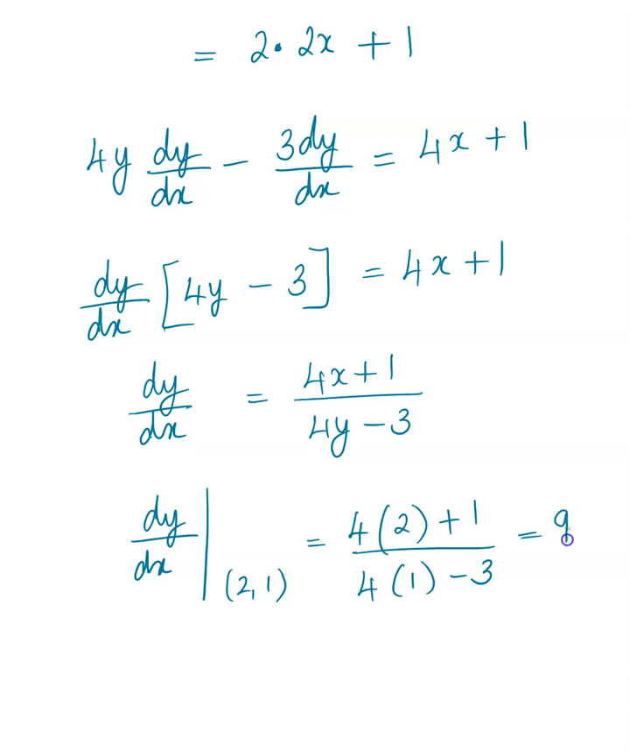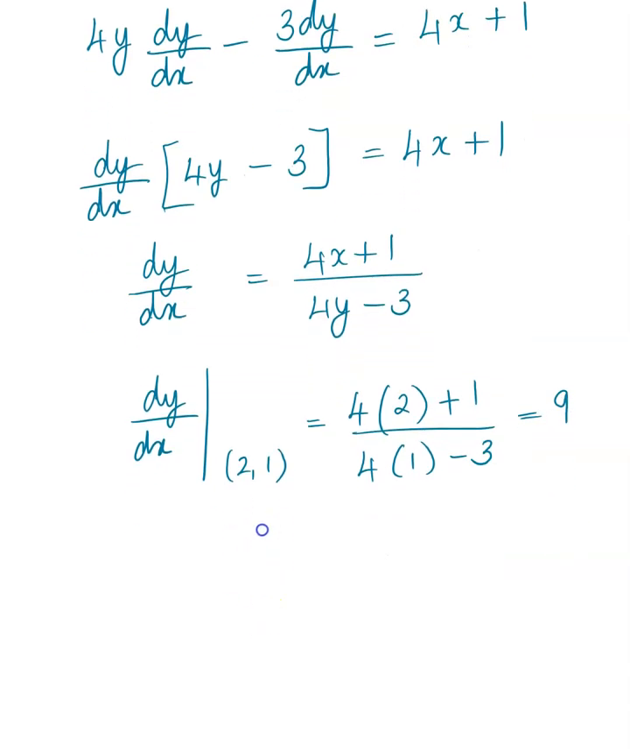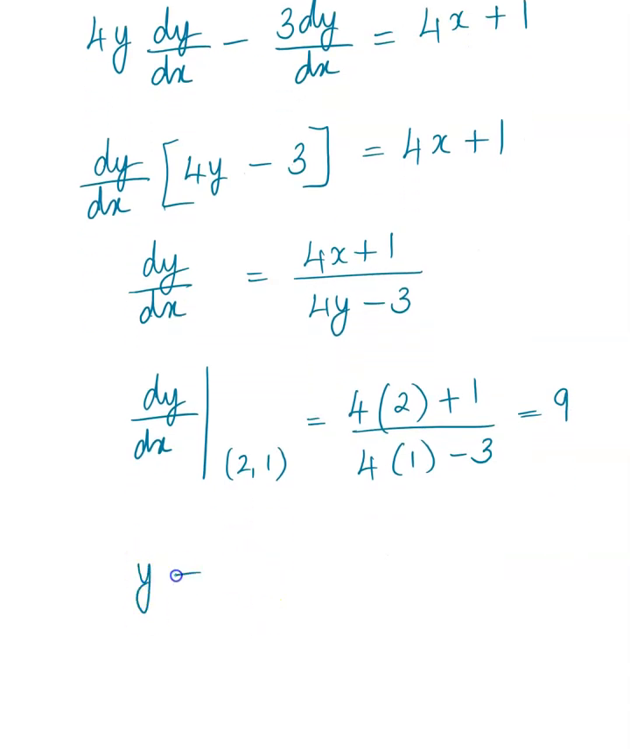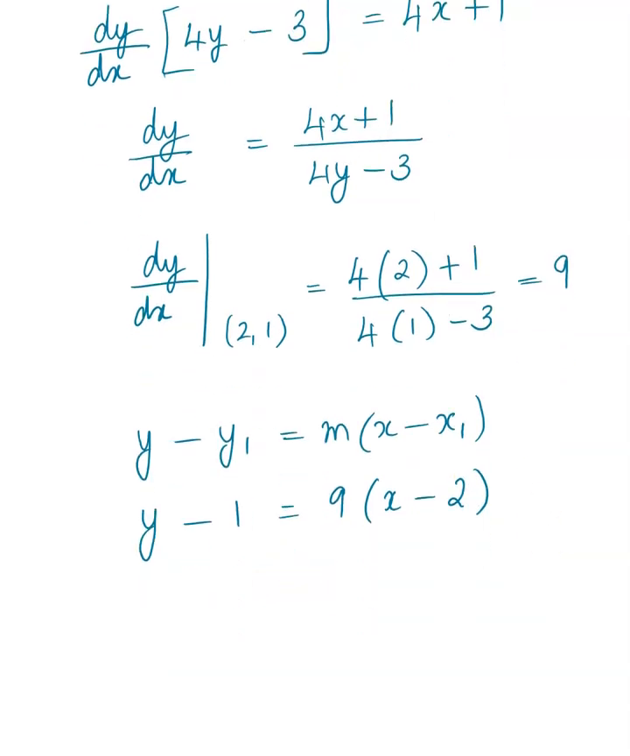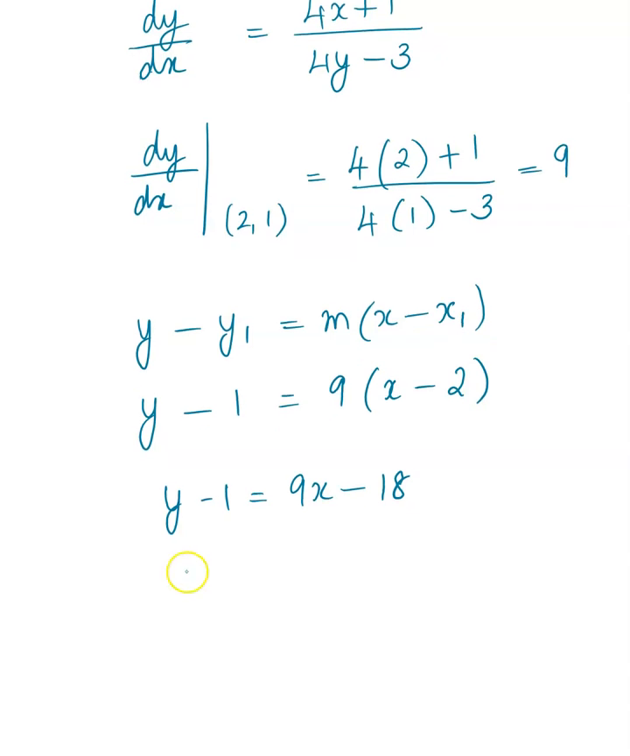That comes out to be 9. And so you have the slope and a point. So y minus y1 equals m times x minus x1. y minus 1, y1 is 1, m is 9, x minus 2 for the x1. y minus 1 equals 9x minus 18. Add 1 on both sides: y equals 9x minus 17. And that's your answer.